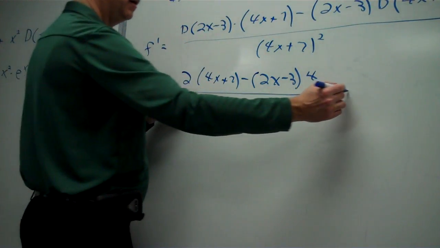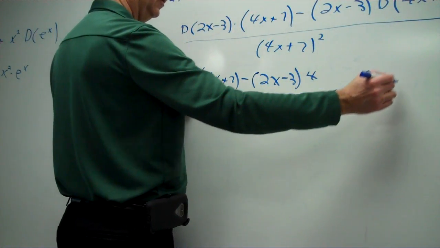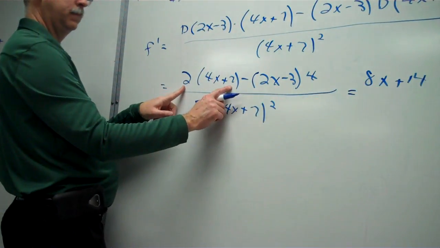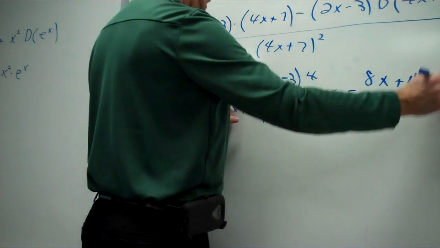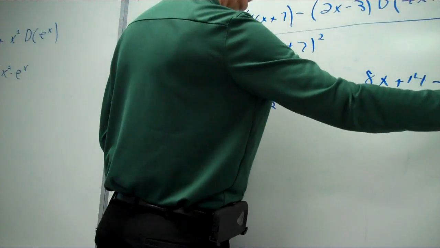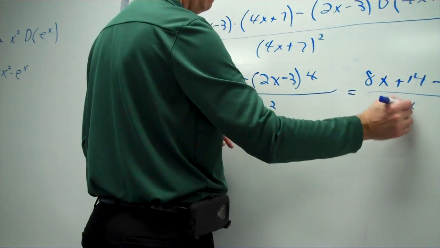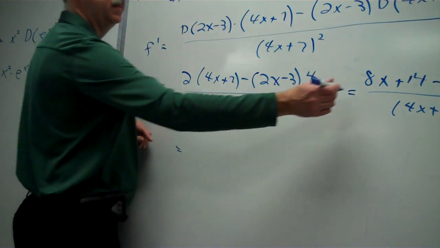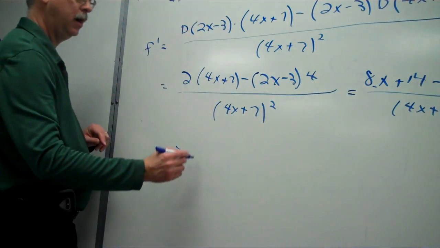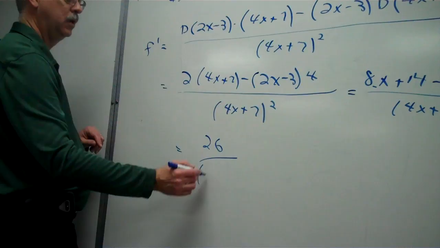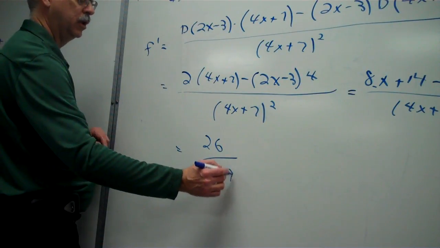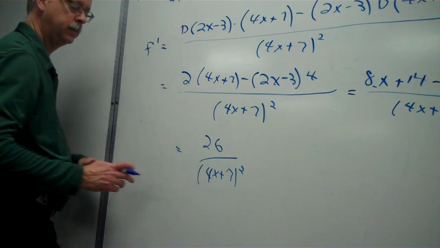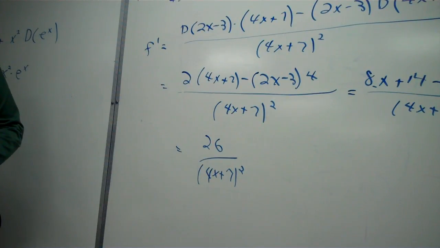Multiplying things out in the numerator, I get, let's see, an 8x plus 14, and then minus 8x minus 12, over the denominator squared. The 8x's end up canceling here, and we just end up with 26 over 4x plus 7 squared, which is B.